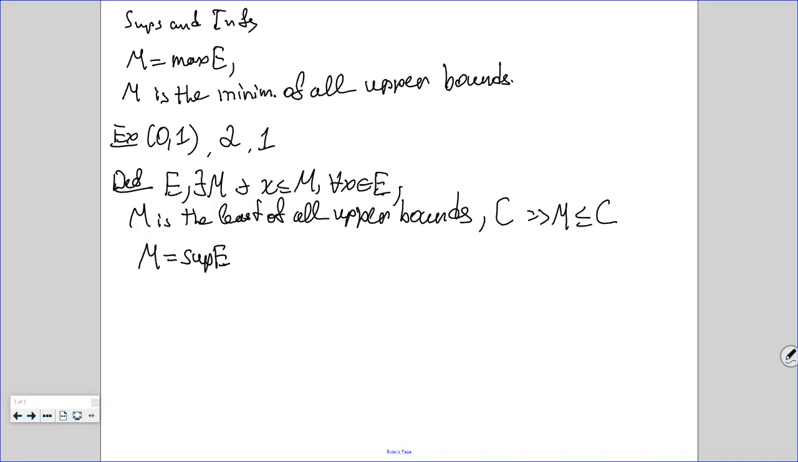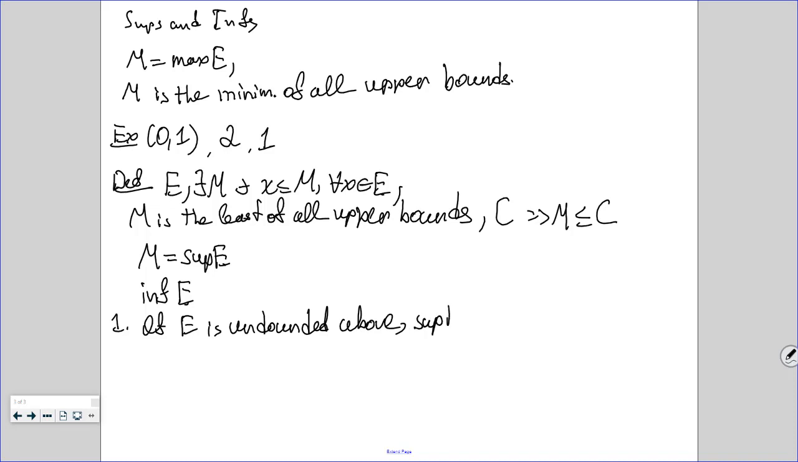In the same way, we can define the greatest lower bound, and we call it the infimum. A couple of properties: if E is unbounded above, then we say the supremum of E is infinity. If it's unbounded below, then the infimum of set E is negative infinity.